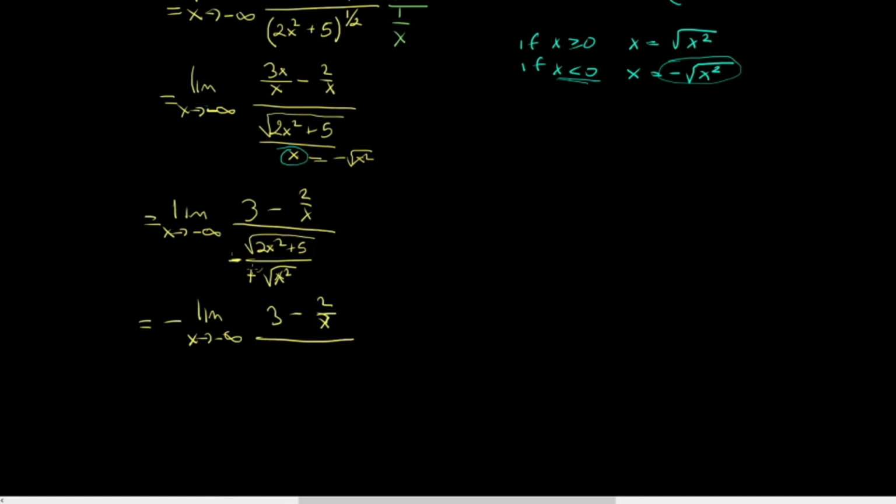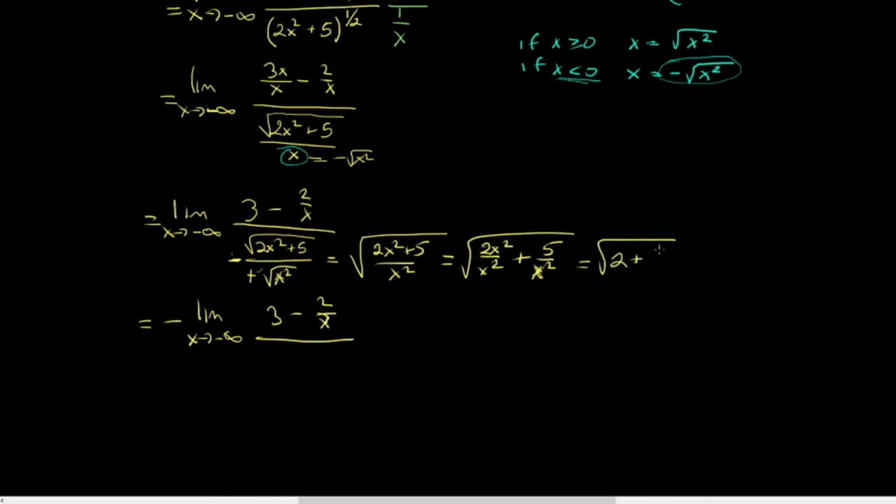and then all divided by, so what's this going to be? This is going to be the square root of 2x squared plus 5 divided by x squared. You can combine them all into a single square root. And we can even go further here. This is the square root of 2x squared divided by x squared plus 5 divided by x squared. And 2x squared over x squared is just 2, and then plus 5 over x squared. I think I'll leave that alone for now. So we rewrote the denominator as the square root of 2 plus 5 over x squared.